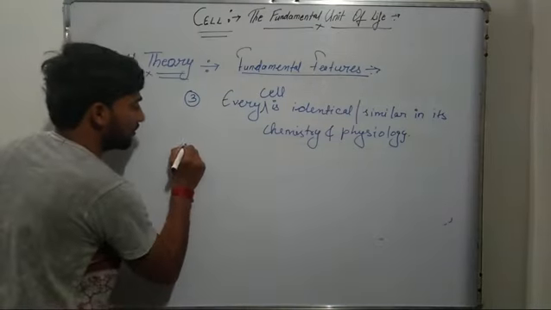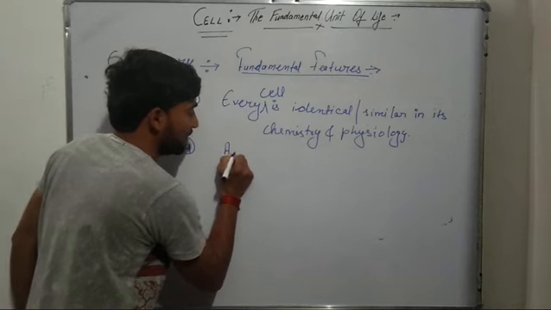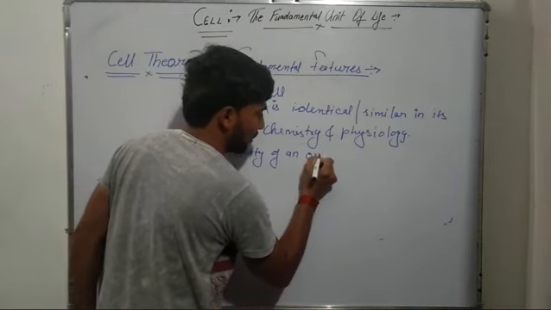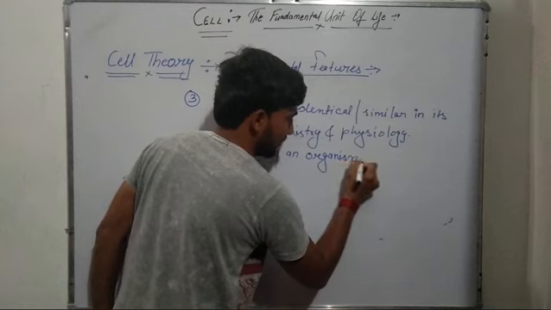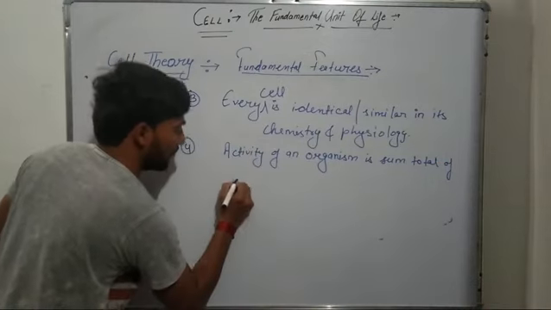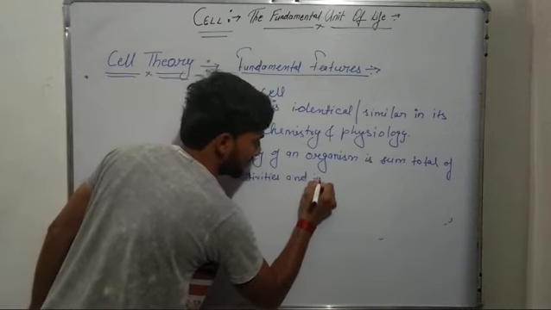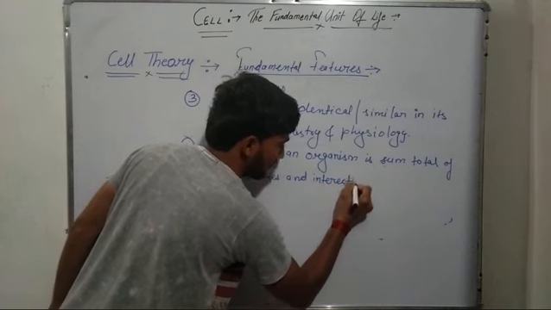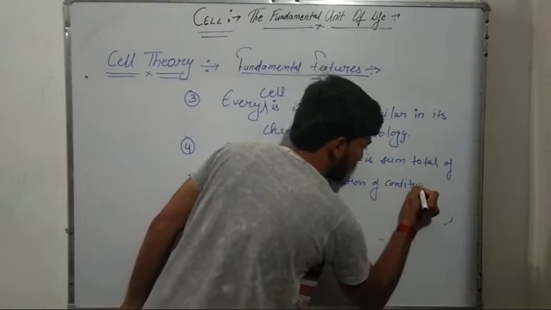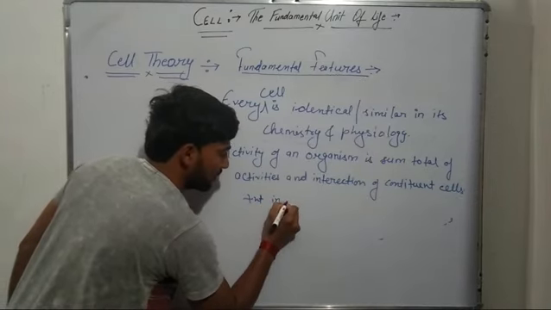Now the next postulate, or the fundamental feature of cell theory, is that the activity of an organism is the sum total of activities and interactions of the constituent cells present in an organism.